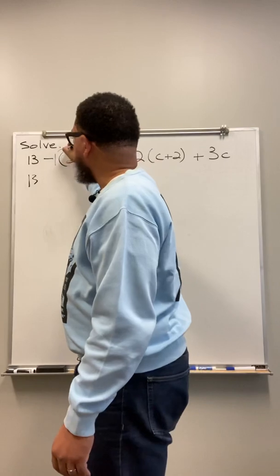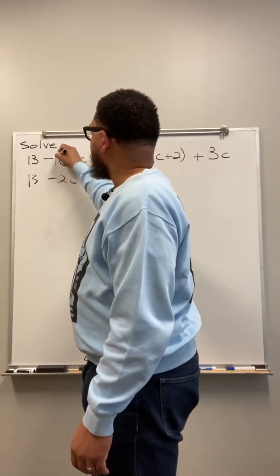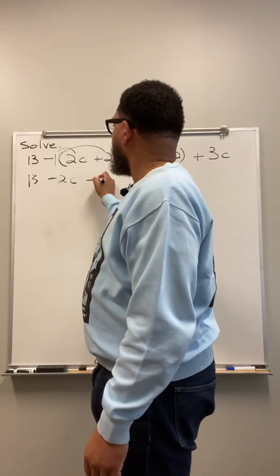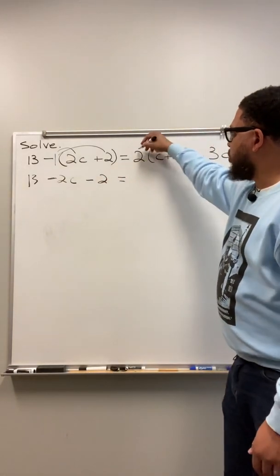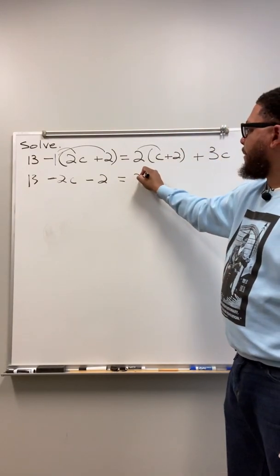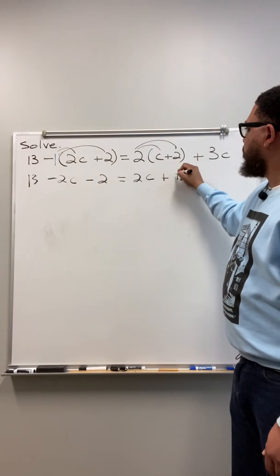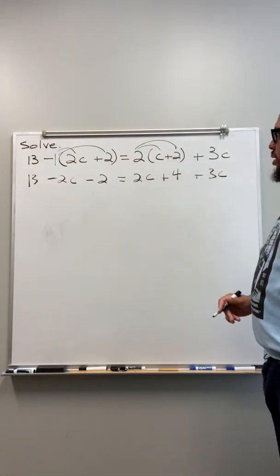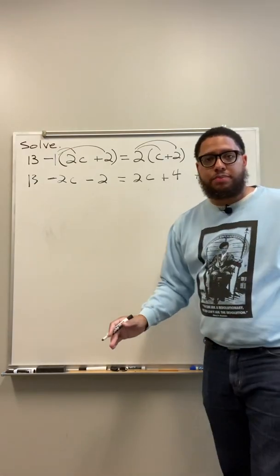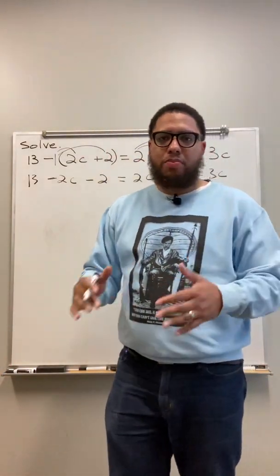You do negative 1 times 2c, which is minus 2c. You do negative 1 times 2, which is minus 2. Then slide over. You're going to do 2 times c, which is 2c, and 2 times 2, which is 4. And then you're going to do plus 3c. All right? So now the parentheses are gone. Parentheses are gone. All right? And that's an important step in our process.